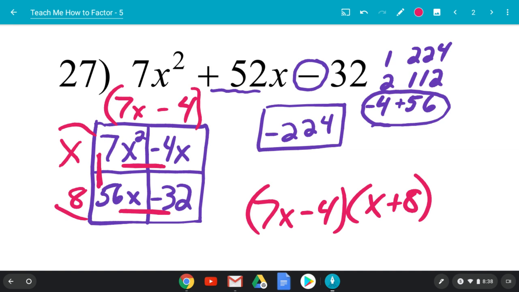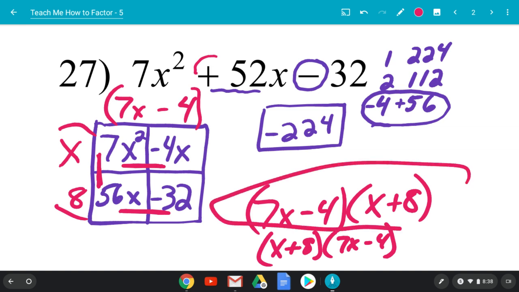Yes, sir. I thought since the signs are opposite, the middle sign goes first. Doesn't matter. So you want to go x plus 8 times 7x minus 4? Okay. Doesn't matter. Once you get to this point, you can put those two sets of parentheses any way you want, because remember, it's multiplication and it's commutative. 3 times 4 is the same as 4 times 3. Did I answer your question or no?